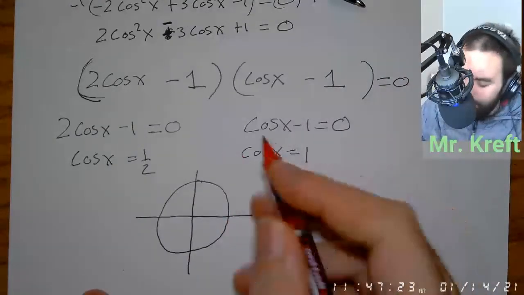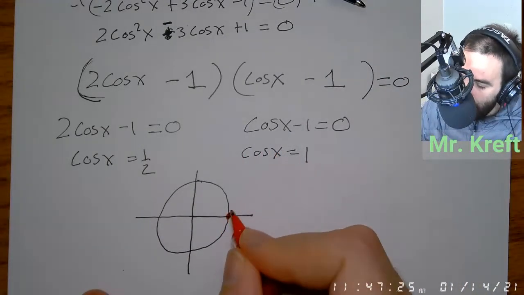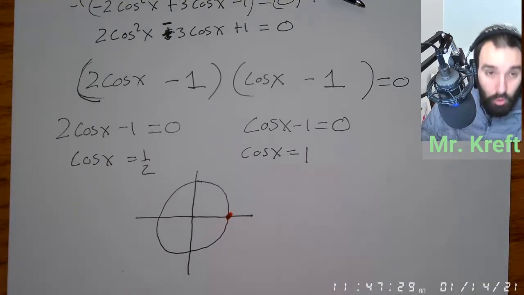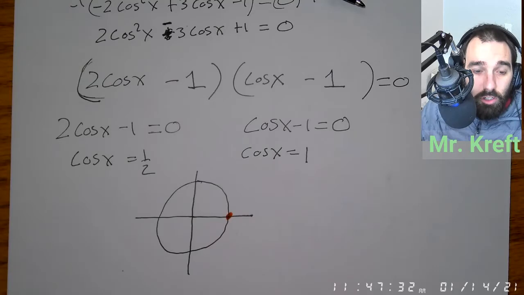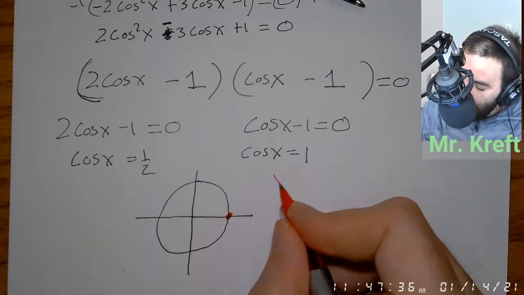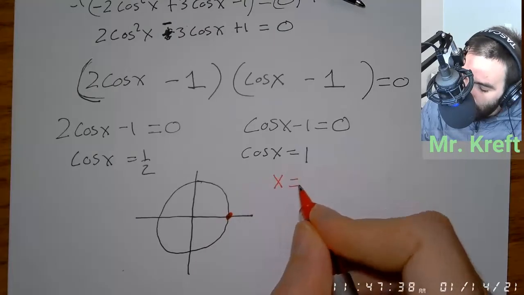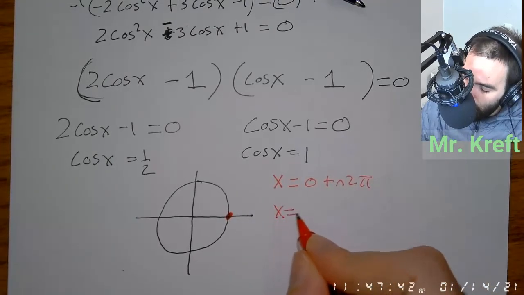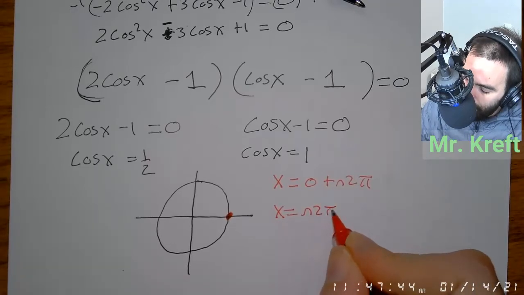So when does cosine of x equal 1? There's only one point that happens. Now, did I put a domain restriction on this? I sure didn't, so we're going to have to do general solutions. This happens at 0, and it happens at 2 pi. So I would go x equals 0 plus n2 pi, or just x equals n2 pi.